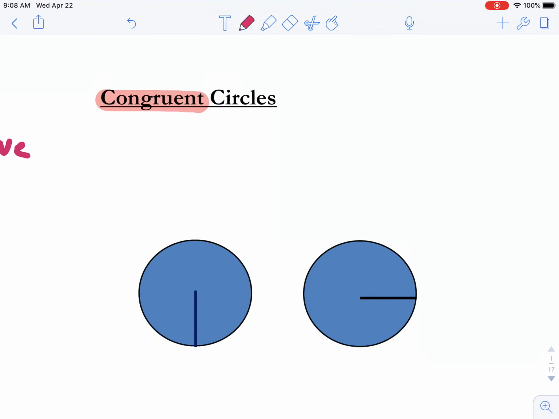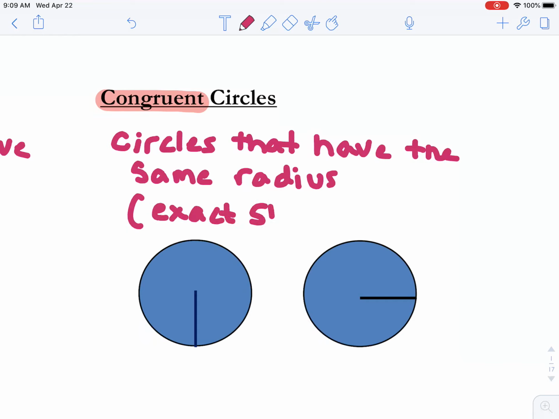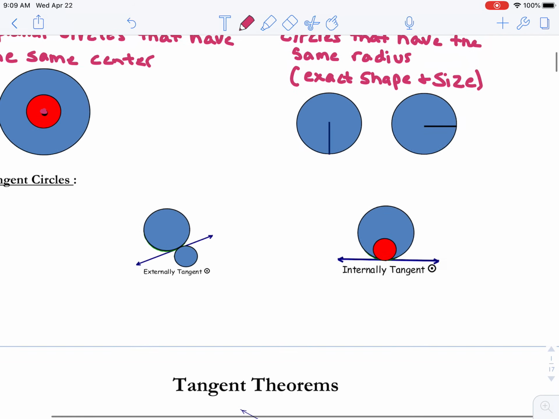Congruent circles, I think you guys can take a guess what that means. We already know what the word congruent means, that they're the same. Okay, so circles that have the same radius. Okay, so if you have the same radius, then you are the same exact shape and size. So just like triangles, exact same shape and size.